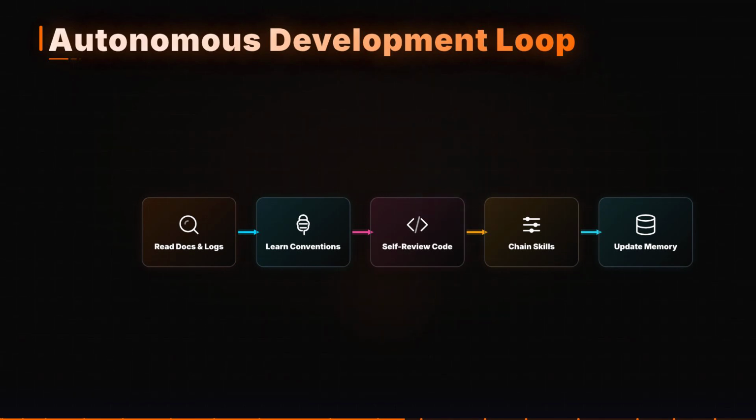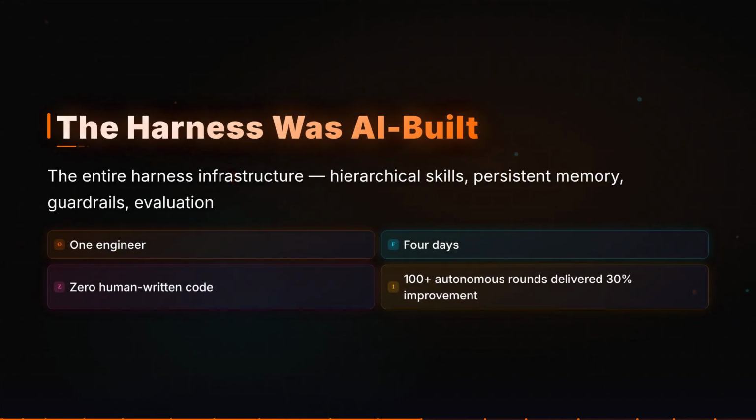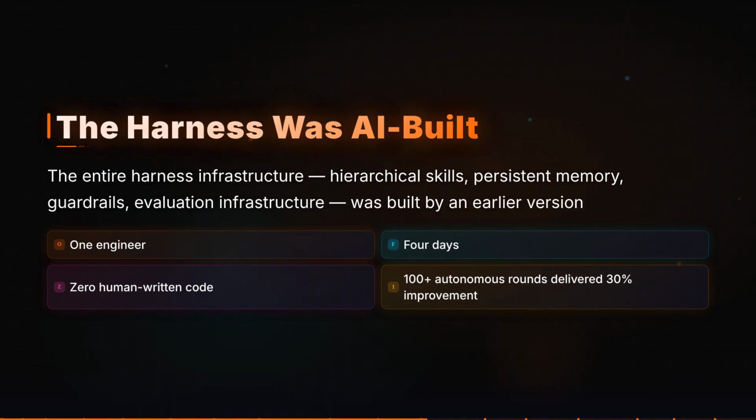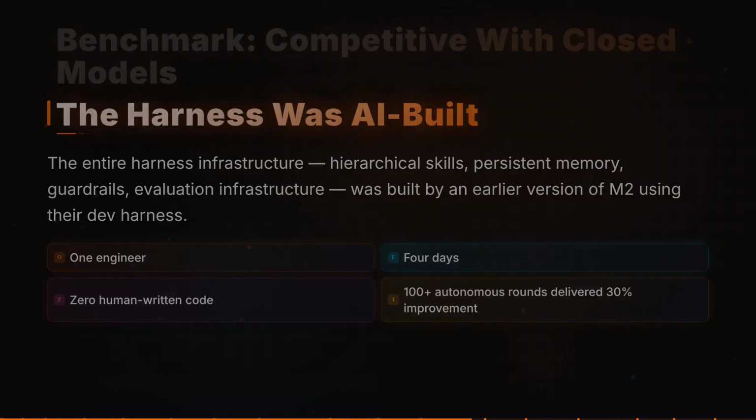This is not assisted development. This is autonomous development. And here's the kicker. The harness itself was built by an earlier version of M2. 1 engineer, 4 days, 0 human written code. Then an internal M2.7 ran over 100 autonomous rounds, analyzing failure trajectories, modifying the scaffold, running evaluations, and deciding keep or revert. That process alone delivered a 30% performance improvement.